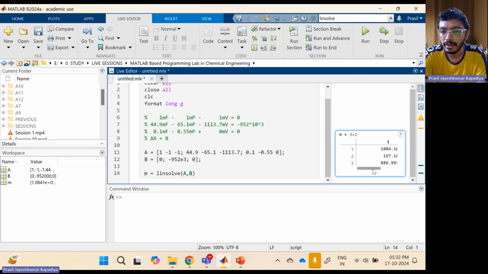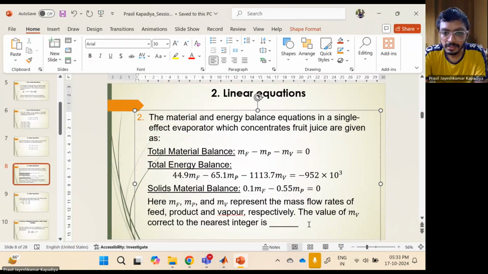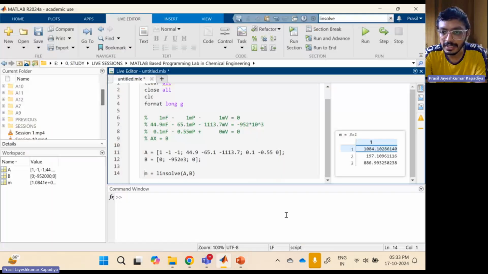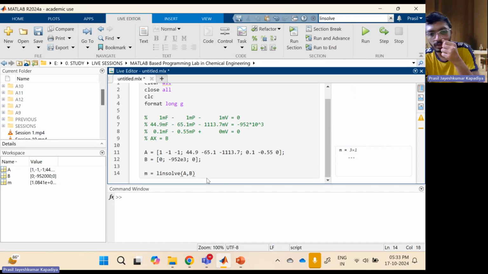So what is the solution? The first value of M is my MF, so MF is equal to 1084.16. My second value is MP, that is 197.1096. My third value is MV, that is 886.99. So what I am asked is the value of MV, to the nearest integer. It is 887. So this is how we used the linsolve command.